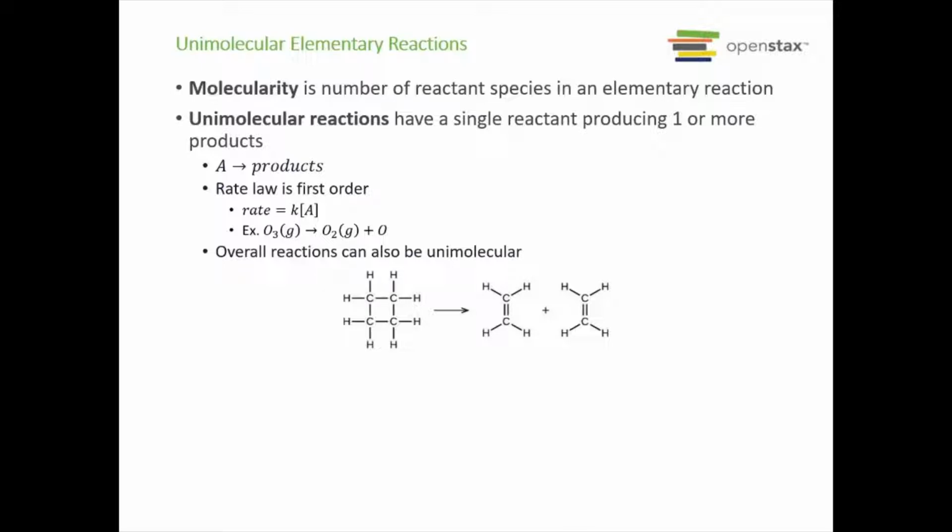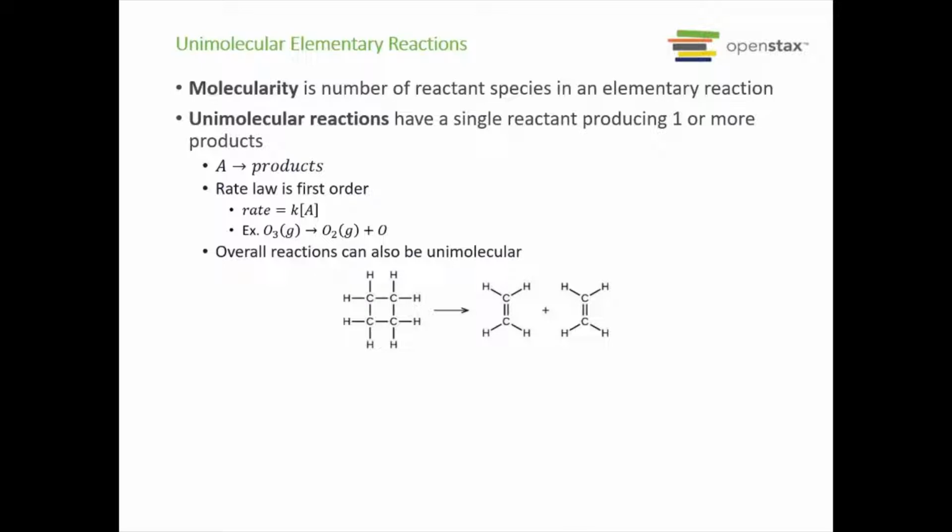So the first type is a unimolecular reaction, and these have a single reactant that produces one or more products. So this elementary reaction has some A forming products. These have a first order rate law, so your rate is equal to k times the concentration of A. For example, ozone O3 forming O2 plus O. This elementary reaction is unimolecular. You have ozone forming two products.